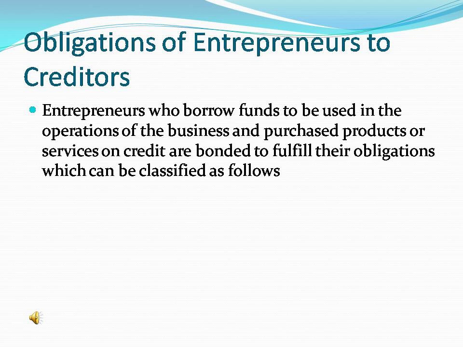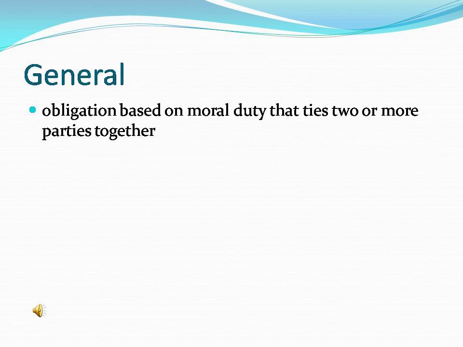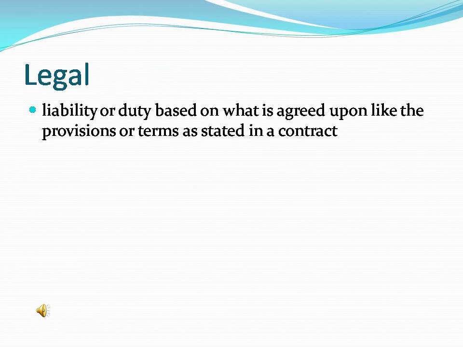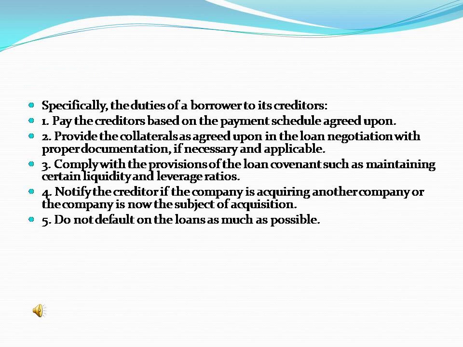Obligations of entrepreneurs to creditors. Entrepreneurs who borrow funds to be used in the operations of the business and purchase products or services on credit are bound to fulfill their obligations, which can be classified as follows. General: obligation based on moral duty that ties 2 or more parties together. Accounting: duty to make future payment when a purchase order is placed. Legal: liability or duty based on what is agreed upon, like the provisions or terms as stated in a contract. Specifically, the duties of a borrower to its creditors.